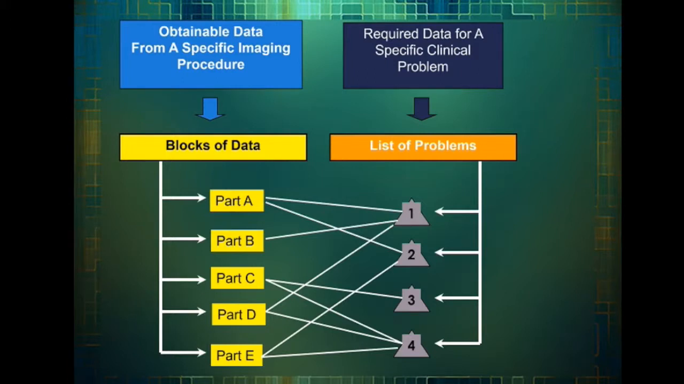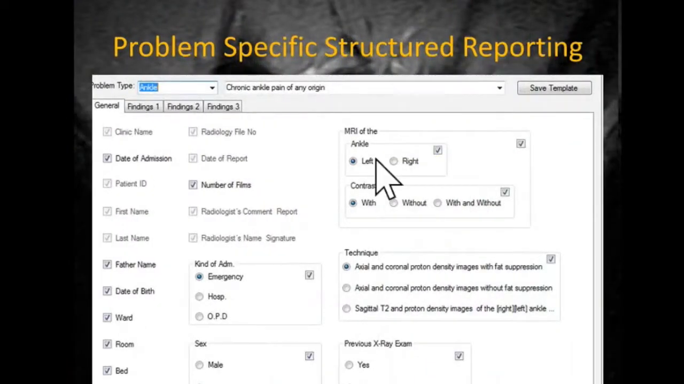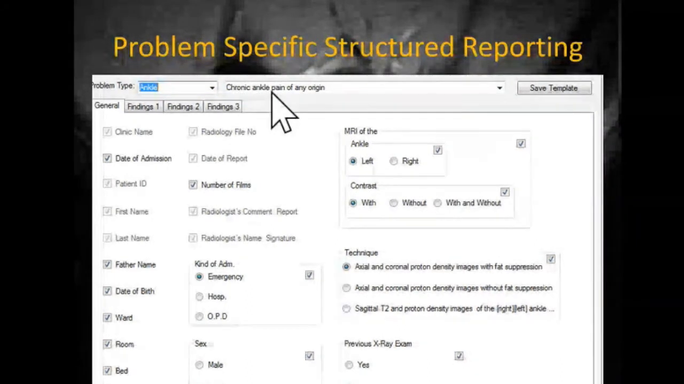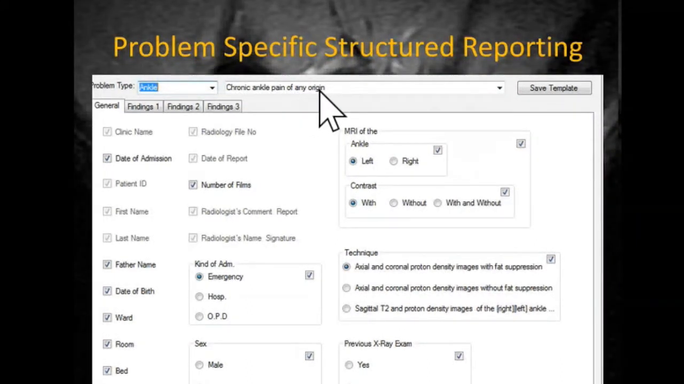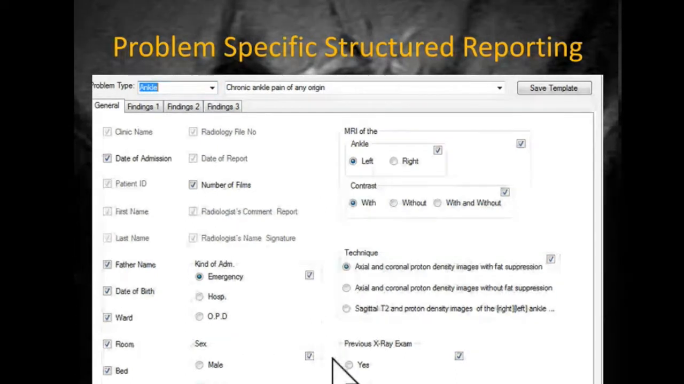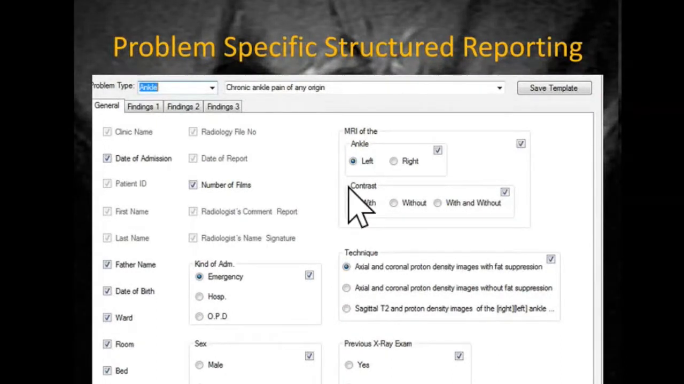So if you want to keep the subparts of each of the sub-elements of your template, you can click here. For example, if you want to have the alignment, you can click here to put it in your particular template for the chronic ankle pain of any origin. And if you are not interested in having a module for that clinical condition, you can just mark that module to be deleted from your final template altogether.